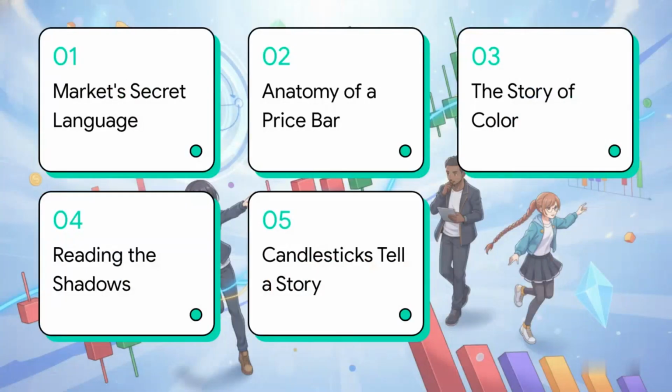And here's our game plan for how we're going to learn this new language. First, we'll cover the market's secret language itself. Then, we're going to get our hands dirty and dissect one of those price bars. You know, its anatomy. After that, we'll figure out what the colors mean. Then, we'll learn how to read the shadows. That's where the real secret clues are. And finally, we'll put it all together so you can see how these candlesticks really do tell a story.